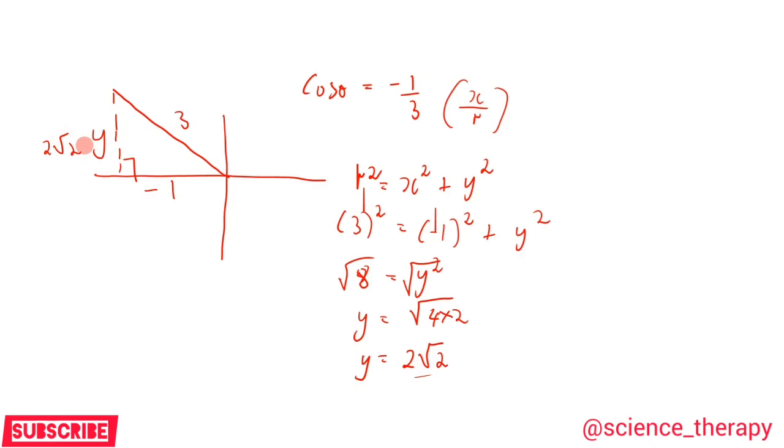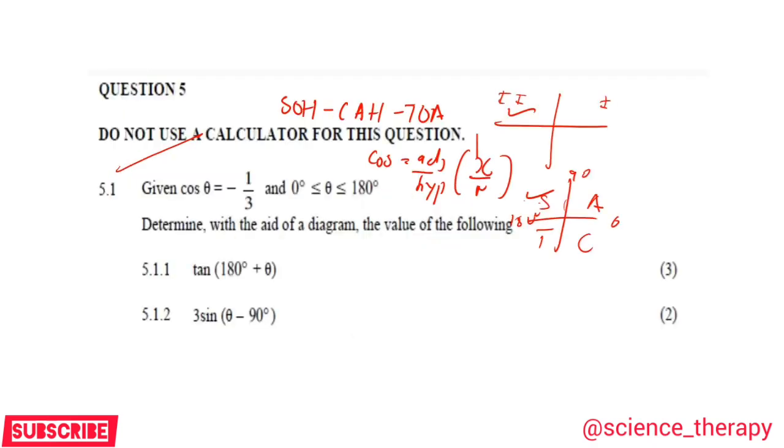So awesome. Now let's get to the questions. Remember, having this, we haven't calculated anything, right? So now we go to 5.1.1. It says calculate tan (180 degrees plus theta). So now we are required to calculate tan (180 degrees plus theta).